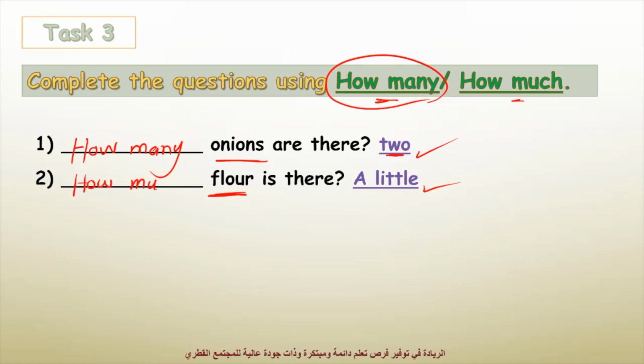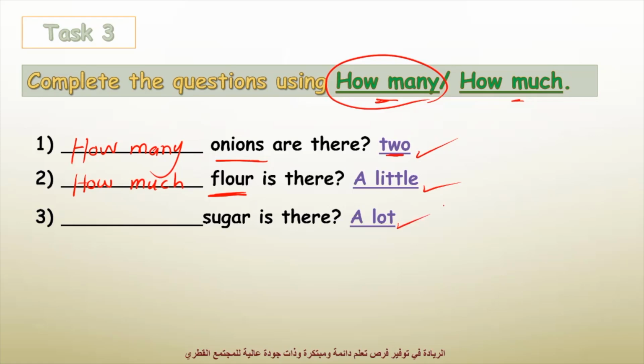Number 3. Sugar is there. Can you count the sugar? No, I don't think so. So you are going to use something about the quantity. So the question will be how much sugar is there? Because the answer is a lot. I can't count the sugar. So I use how much.